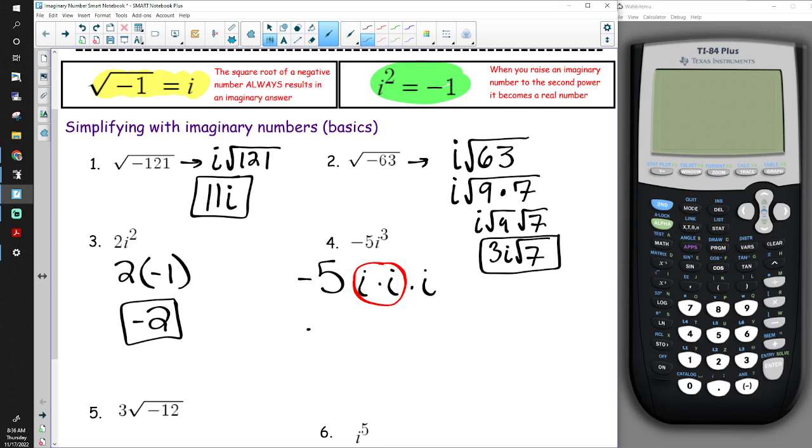So we're going to rewrite this as -5. i times i is i squared, so that's just going to be -1. And our last i at the end, our third i, has no buddy. It has nothing to help turn it back into a real number, so it's just going to stick around. -5 times -1 is 5. i's got no friend. It's not going to turn back into a real number, so it just chills out. Does that make sense?